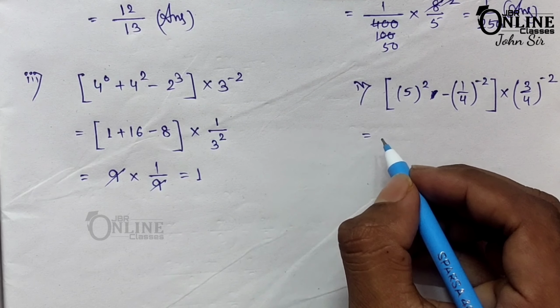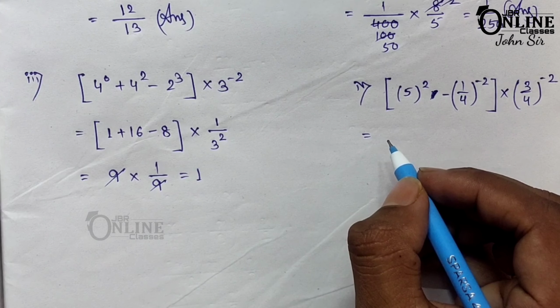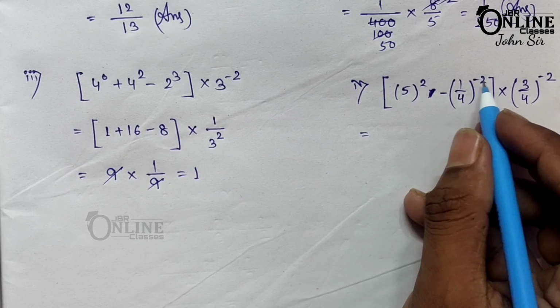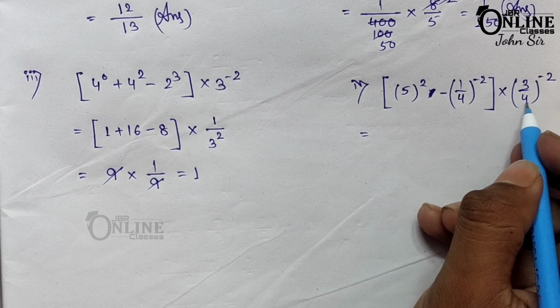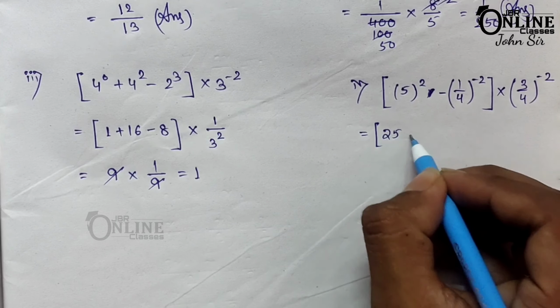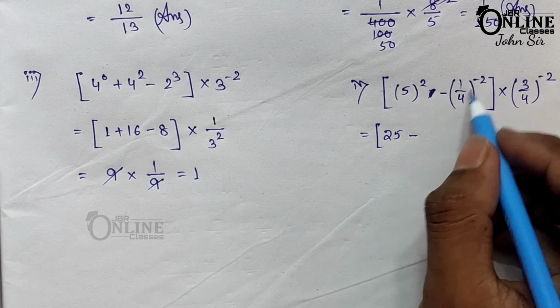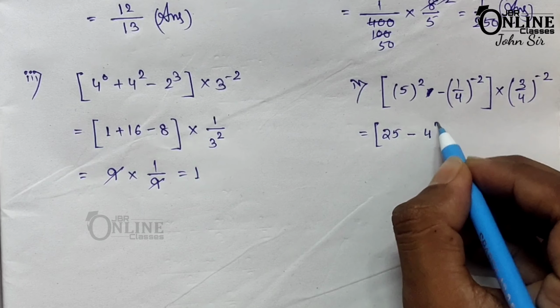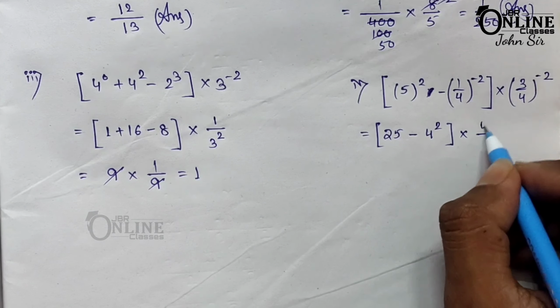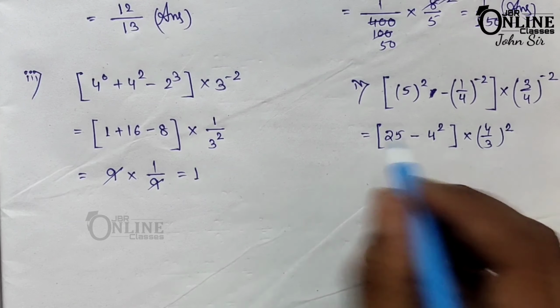Now sum number 4. In sum number 4, here 5 square minus (1/4) to the power minus 2 into (3/4) to the power minus 2. So first, 5 square means 25 minus, and here (1/4) to the power minus 2 means it's 4 square. Then here (3/4) to the power minus 2 means (4/3) whole square.